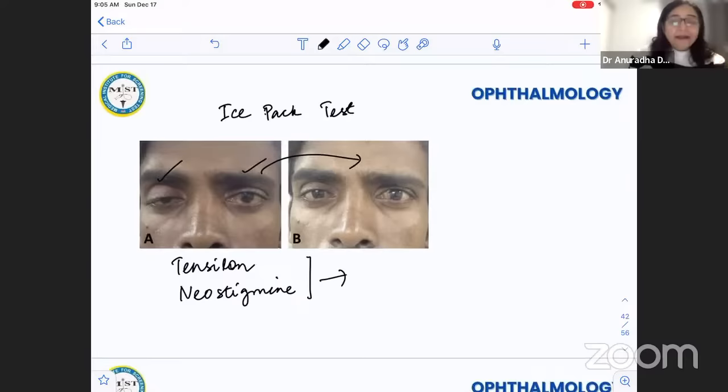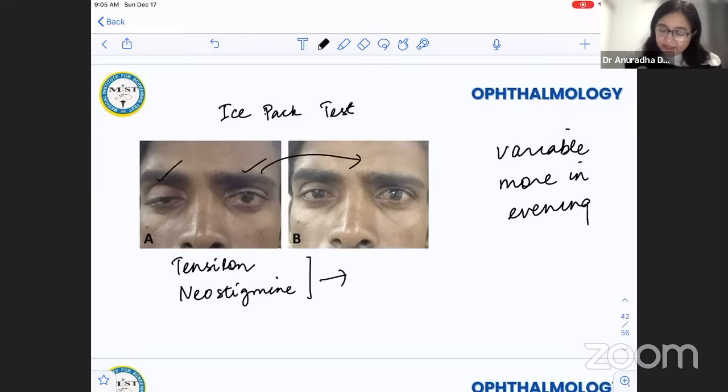Okay, and at the same time, the typical feature of the ptosis in myasthenia gravis is that it is variable. It becomes more in the evening or with fatigue, because when the muscle fatigue sets in, the ptosis becomes more. So it can be even intermittent. So these are seen only in myasthenia. Okay, so if all of this is mentioned in the question, beta, the diagnosis is myasthenia gravis.